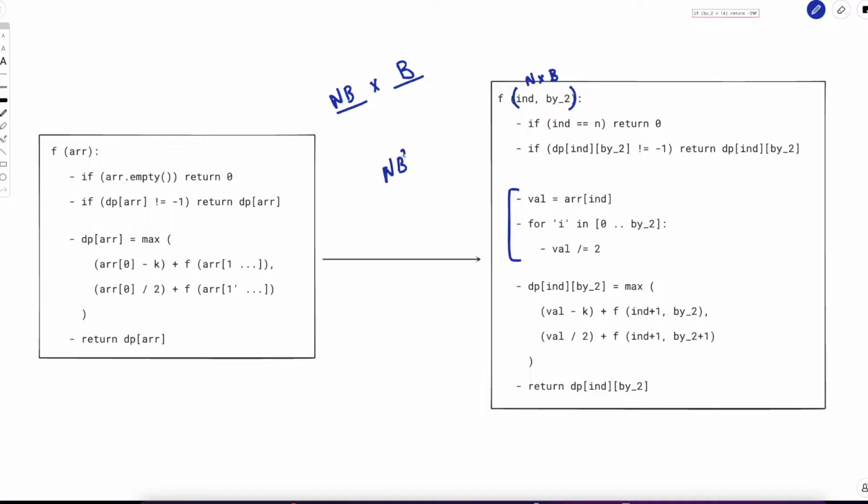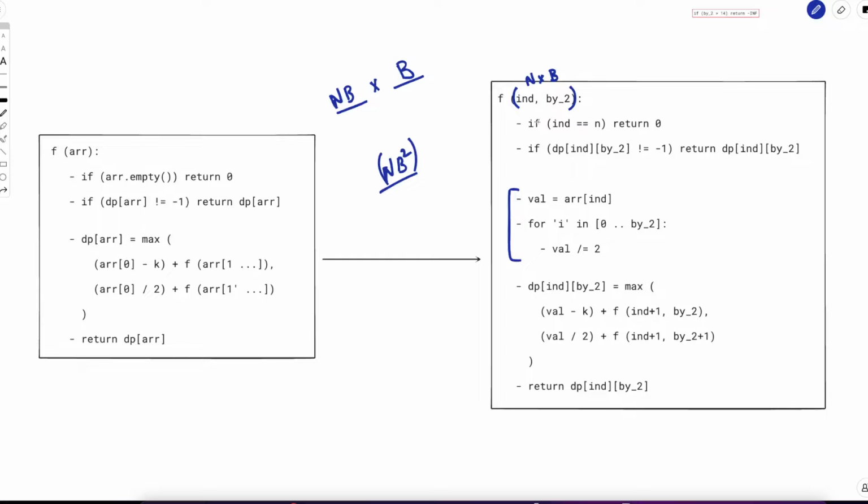Now n we know it is 10 to the power 5, but what is the value of b? B is representing the maximum value of by 2. Now what can the maximum value of by 2 be? I would encourage you to pause and try to think about this for a few minutes.